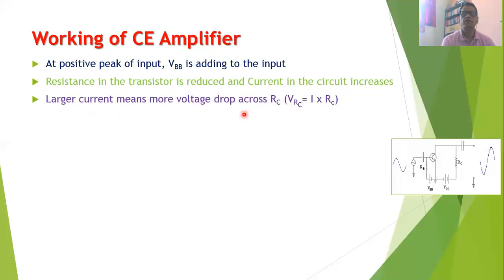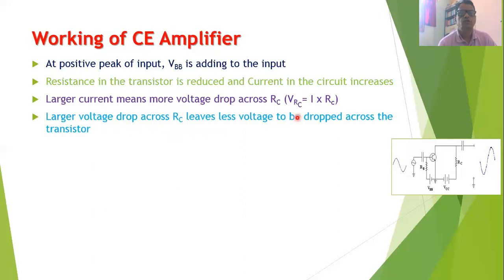Now when larger current flows through the circuit, it means that there will be larger voltage drop across this resistance RC, because the voltage across the RC is being given by the current multiplied by resistance. So current is I, or you can call it as IC multiplied by RC. So when there is larger voltage drop across the RC, then it means that there is less voltage to be dropped across the transistor.